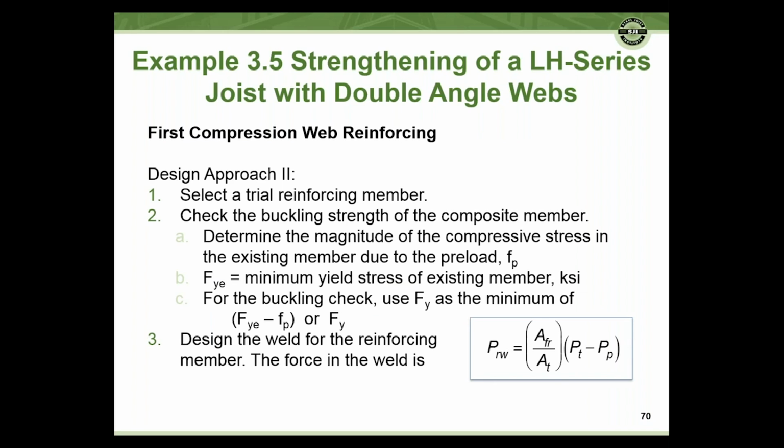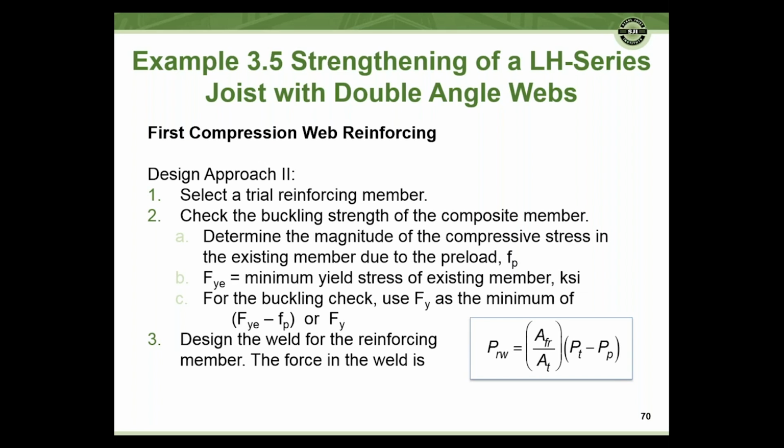So remember, we've got a compression web that's also overstressed, and we're going to have to reinforce that. What do you have to consider for reinforcing a compression web? Our design approach is to select a trial member for reinforcing and check the buckling strength of the composite member. We're going to determine the magnitude of the compression stress in the existing member, that preload, and find the minimum yield stress in the existing member.